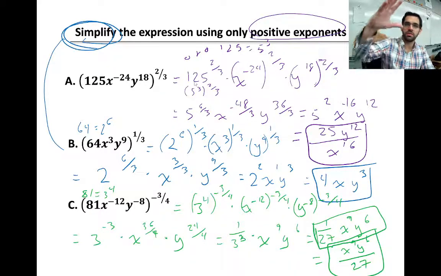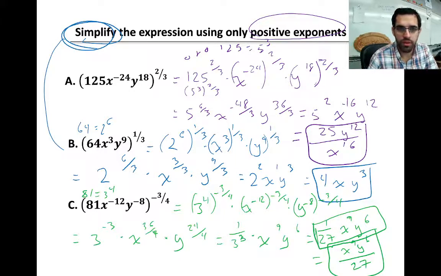125 is a number I can pull an exponent of 3 out of, 5 to the power of 3. So we're going to multiply those exponents, multiply these exponents, and multiply the exponents on the y. We'll get our 3 fractional exponents that we can simplify. When we simplify them, we have 5 squared, we have x to the power of negative 16, and we have y to the power of 12.